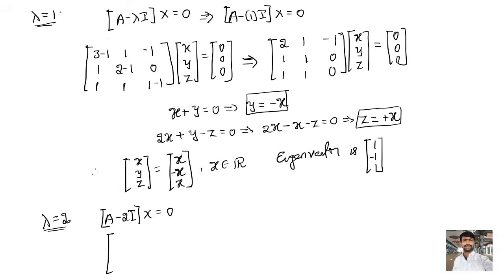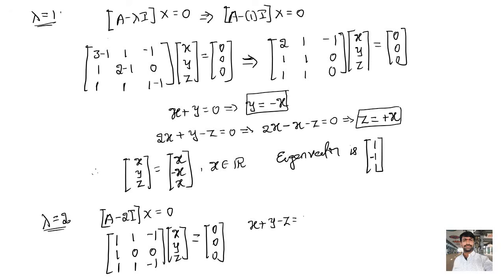A minus 2I, which is nothing but 3 minus 2, 1, negative 1; this is 1, 0, 0; and this is 1, 1; and 1 minus 2, that is negative 1. This multiplied with x, y, z equal to 0, 0, 0. And we can observe that the first equation is x plus y minus z equal to 0, and the second one says that x equal to 0, and the third one is the same as the first one. So the second one says x equal to 0.